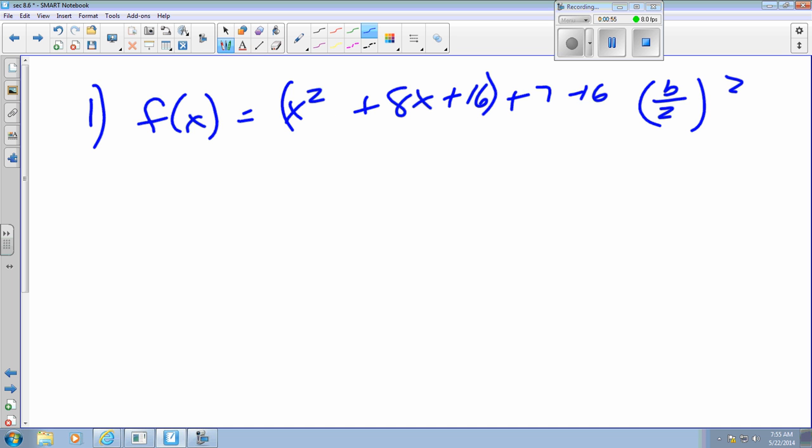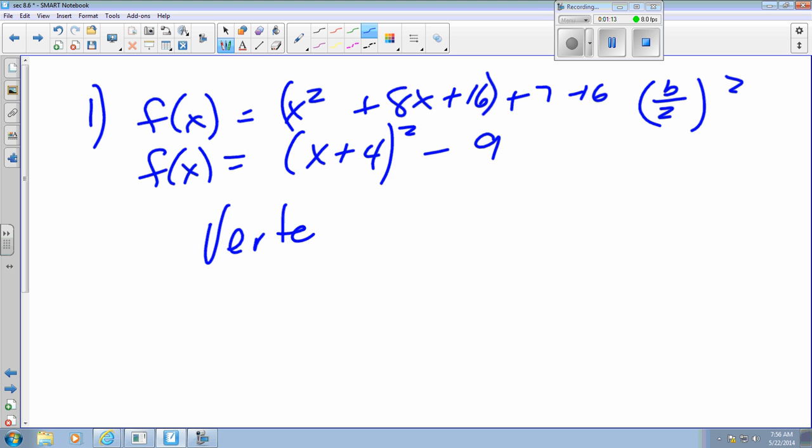Well, these three terms are a perfect square trinomial, so I'm going to rewrite this as the square root of the first term, square root of the last term, sign in front of the middle term, squared, equals 7 minus 16, which gives me negative 9. So my vertex is at negative 4, negative 9.